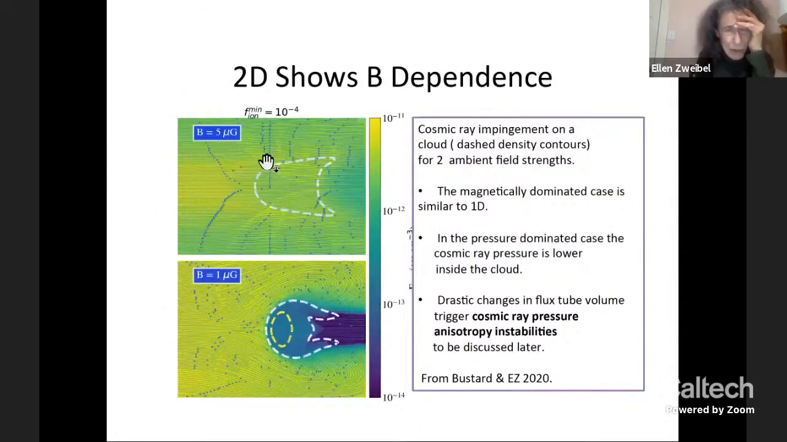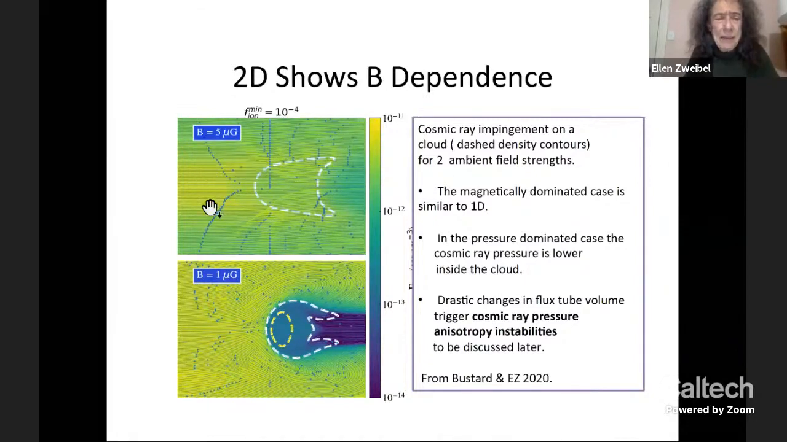What I showed you there was in 1 dimension. In 2 dimensions, the magnetic field strength plays a big role in what we see. Here's a fairly strong field, and the field lines manage to stay straight despite the buildup of cosmic ray pressure behind. But if we consider a weaker field, then we get all this warping.